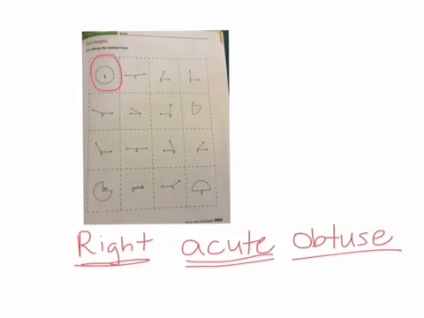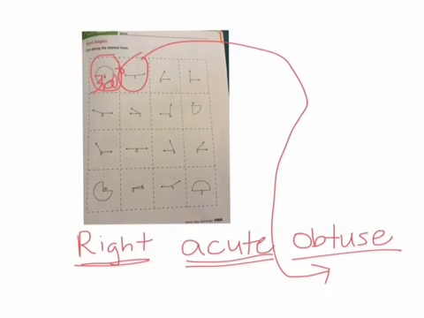It's actually a circle, and a circle is 360 degrees. This one, I'll give you a hint here, is greater than 90, so that makes it an obtuse. So this guy would go under your obtuse pile.